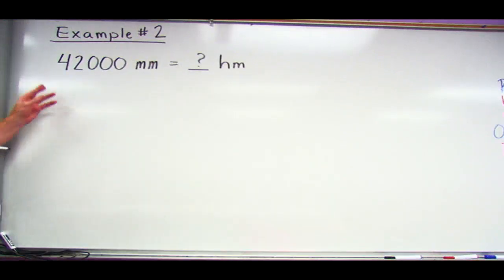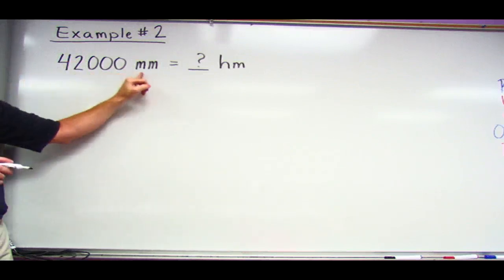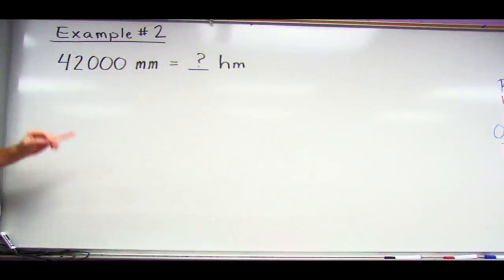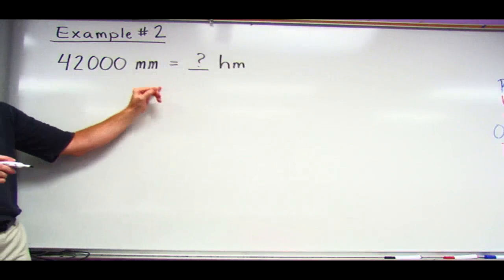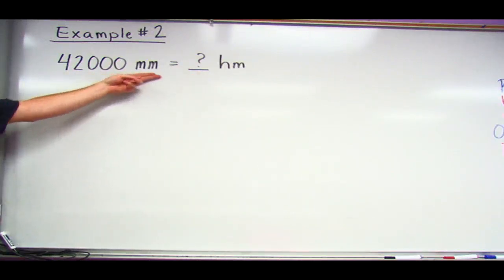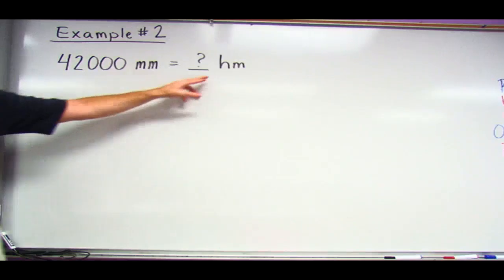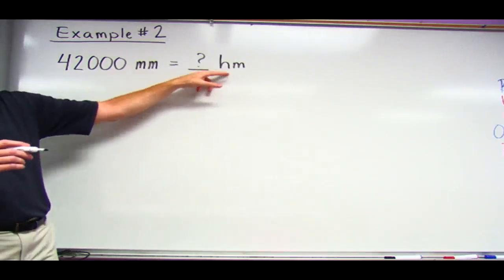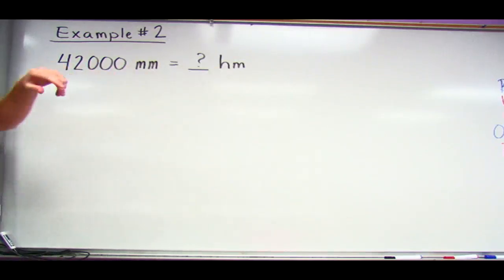Okay, here we have an example. This is example number 2, where we're not just going to go from one metric prefix to the base. We're actually converting through the base to get to the other side. So these units, millimeters, are smaller than our base, which is meters. And these units, hectometers, are larger than our base, the unit of meters.